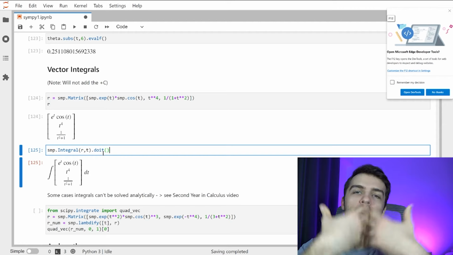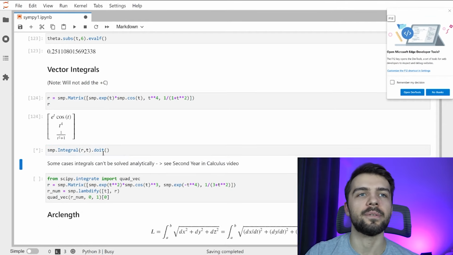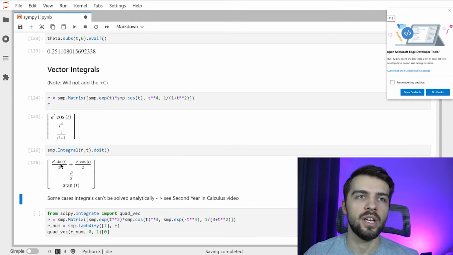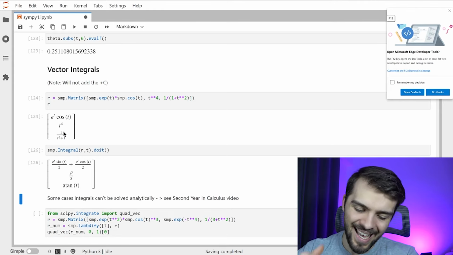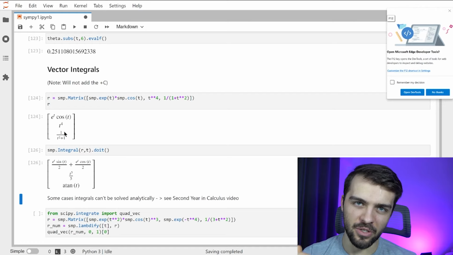And that will do all the derivatives and all the integrals that are going on, and I get my integral. So it's just the integral of this with respect to t, the integral of this with respect to t, the integral of that with respect to t. That is by definition what a vector integral is.